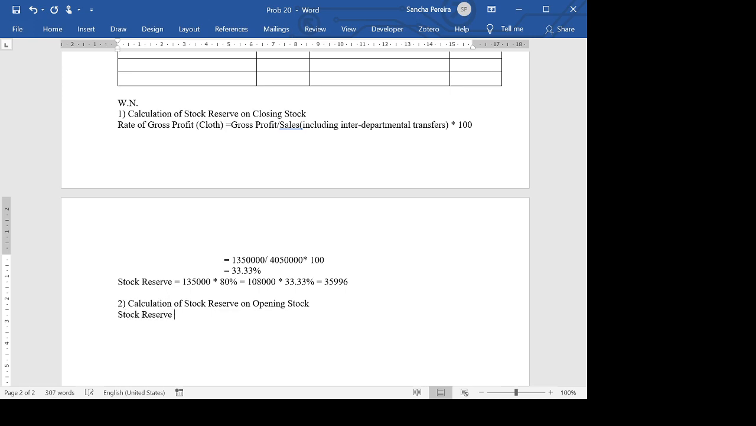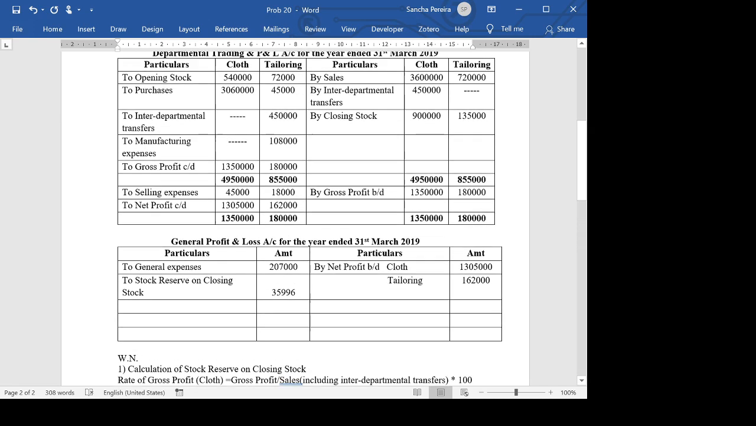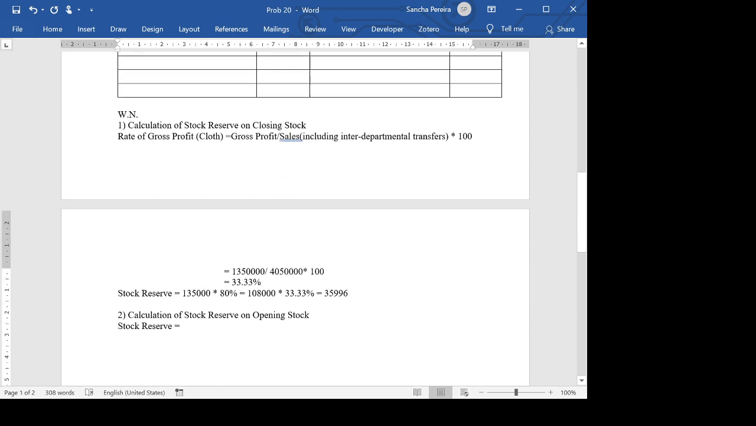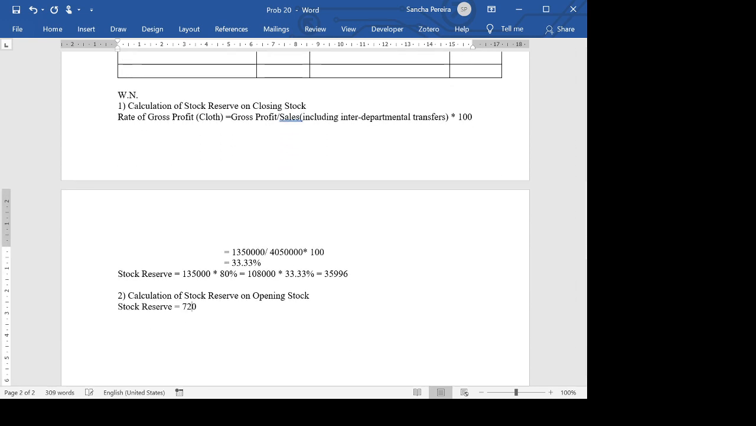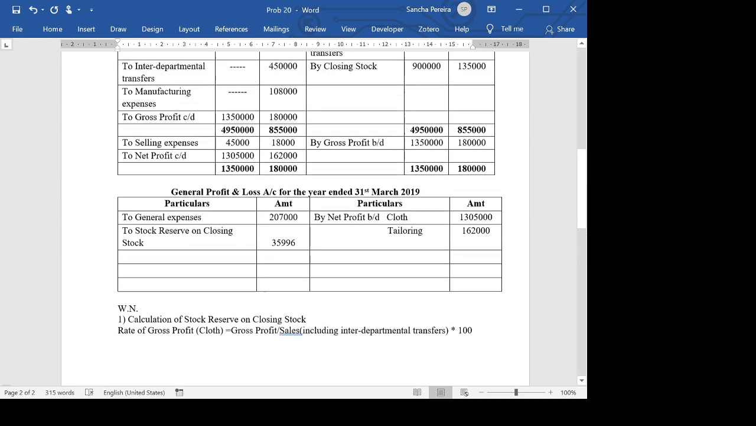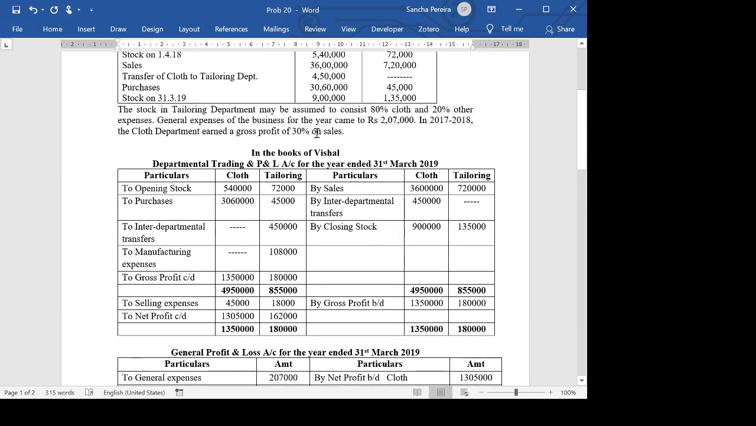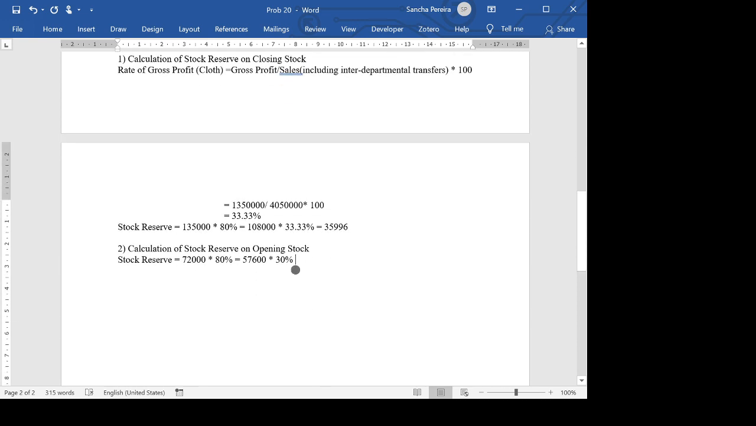Stock reserve is equal to the opening stock of tailoring, 72,000. But the entire 72,000 is not from cloth. Out of 72,000, only 80% is from cloth. If I do that calculation, I will get 57,600. And this 57,600 I'm going to multiply by 30%, which is already given to us, so I don't have to calculate the rate. 30% of 57,600 comes to 17,280.